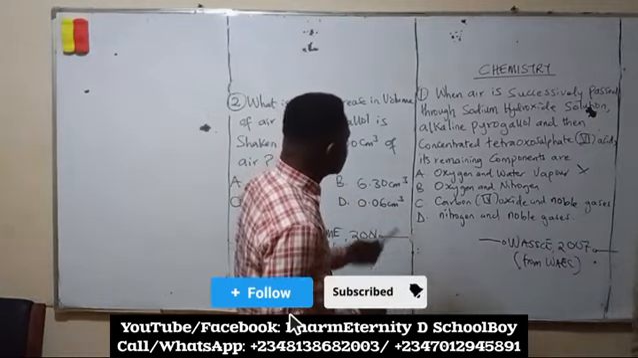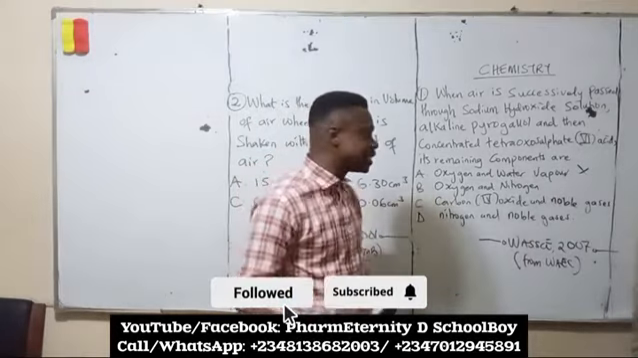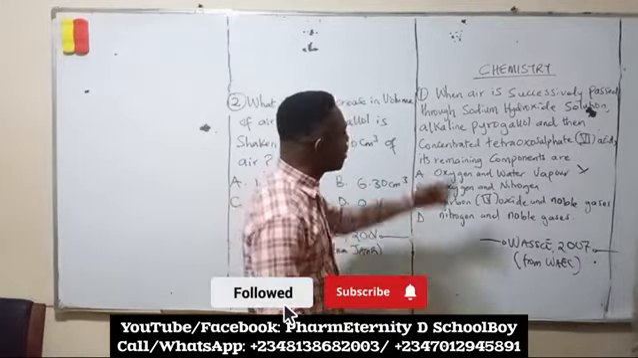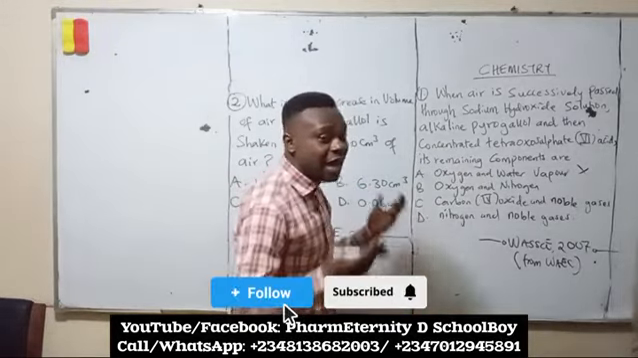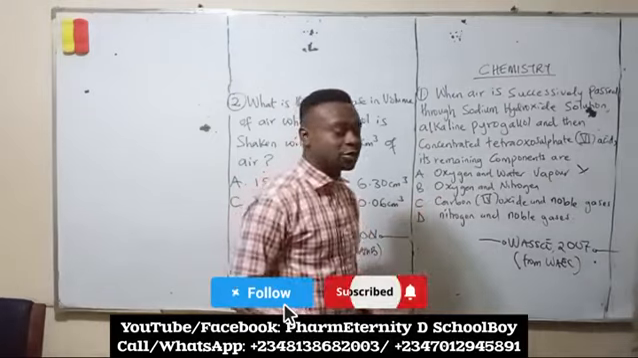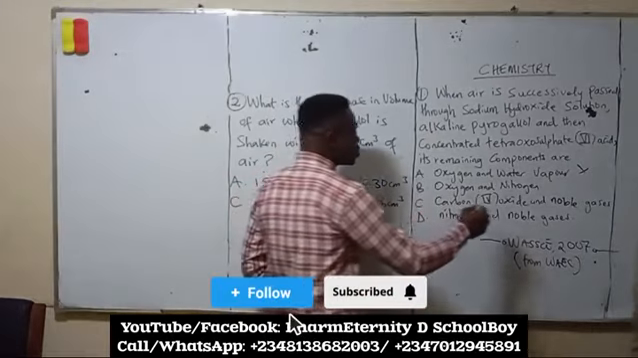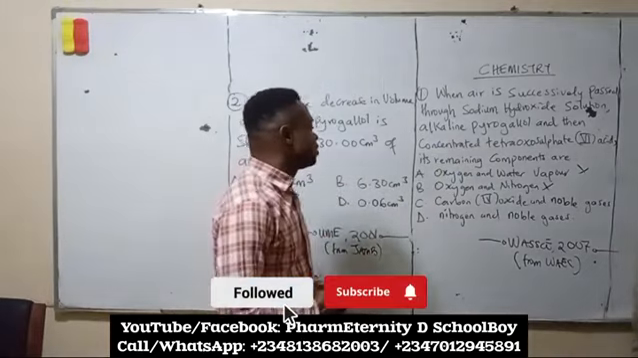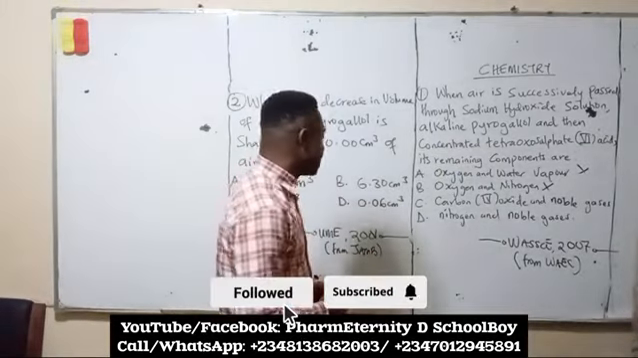So let's look at option B. Option B says oxygen and nitrogen. Oxygen cannot remain when you pass it through alkaline pyrogallol. So it will take oxygen. So this also renders option B not to be the answer, because oxygen will not remain at the end.